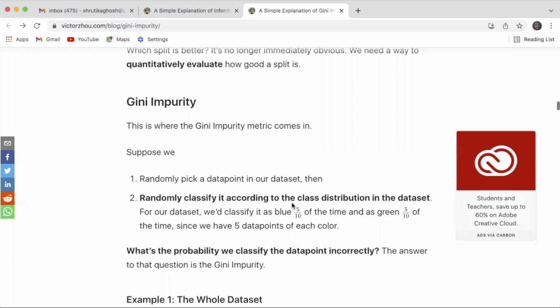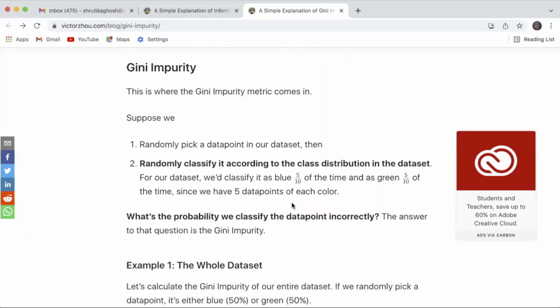Now here, from a mathematical perspective, they have tried to explain this. What they are saying is: randomly pick a data point in our data set, then randomly classify it according to the class distribution in the data set. For our data set, we would classify it as blue 5 by 10 of the time and as green 5 by 10 of the time, since we have 5 data points of each color.